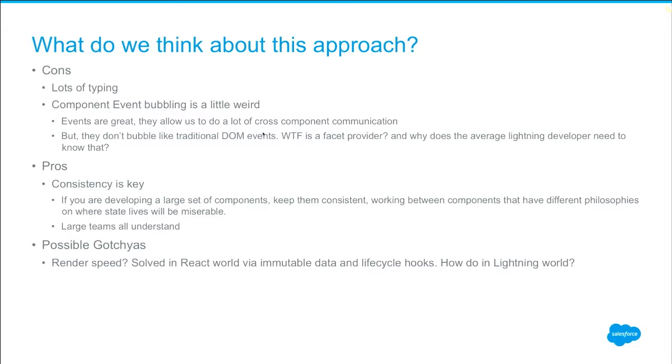There's also possible gotchas and unknowns. We're in Lightning component world. There's some unknowns with what we're working on. Render speed could be a real issue as this scales. You're setting that one big state ball at the top and calling for a full re-render of the entire tree every time you make a change. In React land, you handle that via immutable data and the ability to quickly check if something has actually changed.